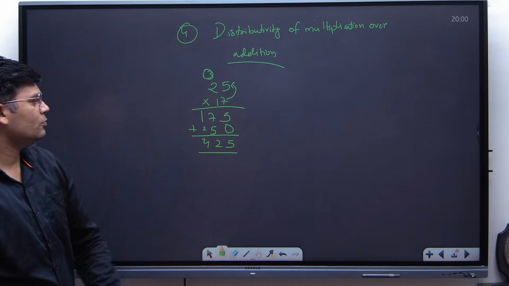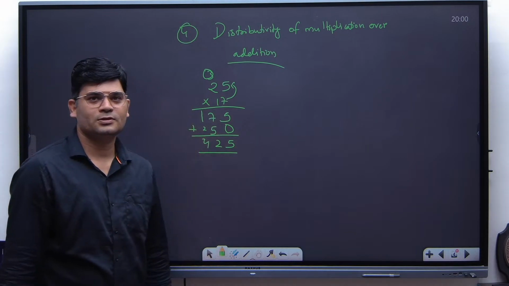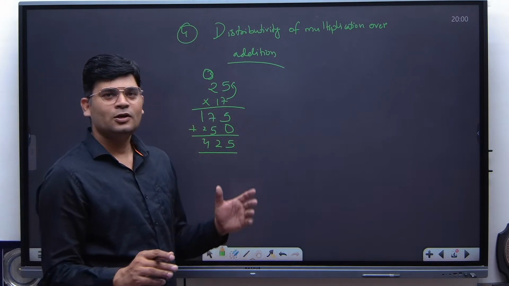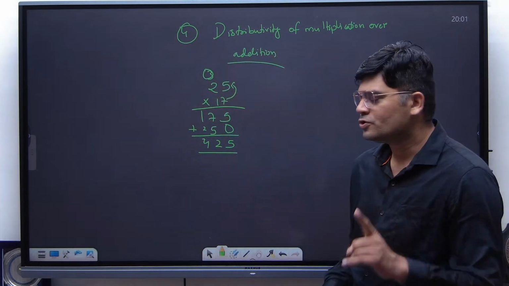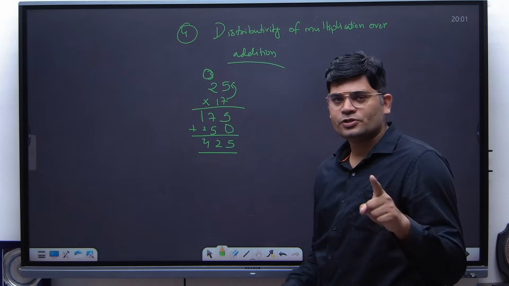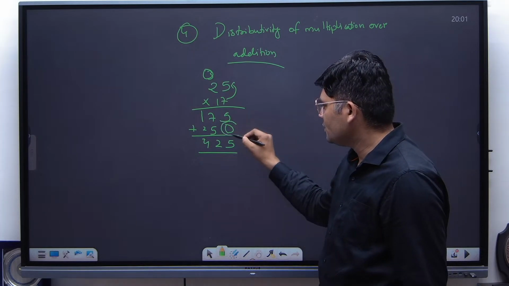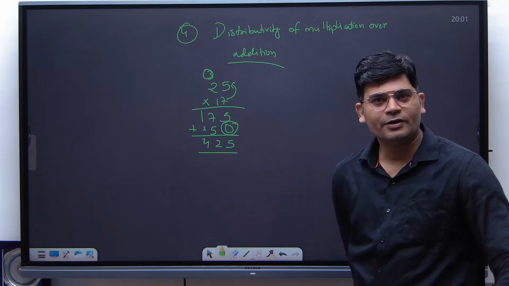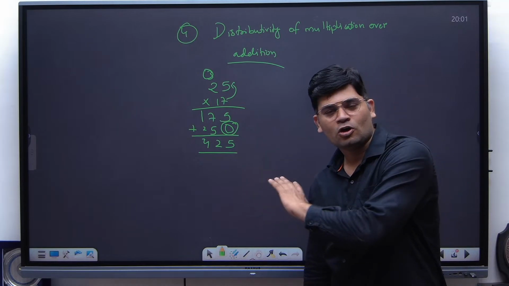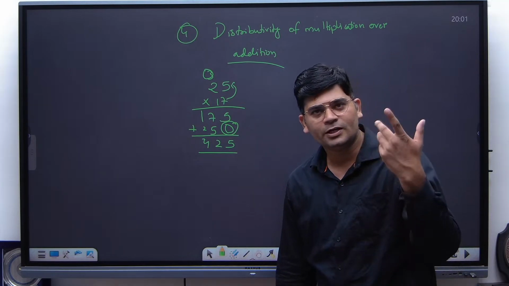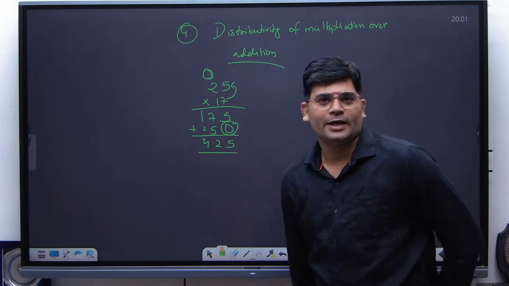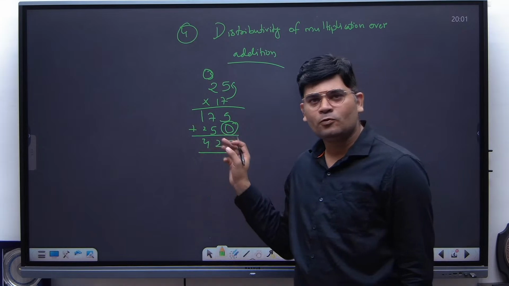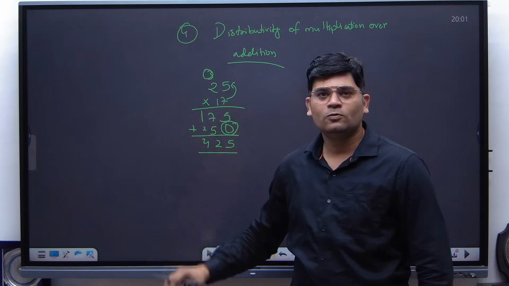If I ask you why you added these two numbers, can you tell me? Why you have added 175 and 250? First question. And the second question is, why you have written 0 here? I am having two questions. Normally you do this only. Everybody does that. My question is, why do we do that? The first question is why we put 0 here, and why do we need to add these two numbers?